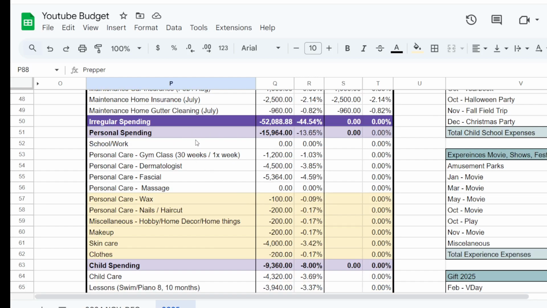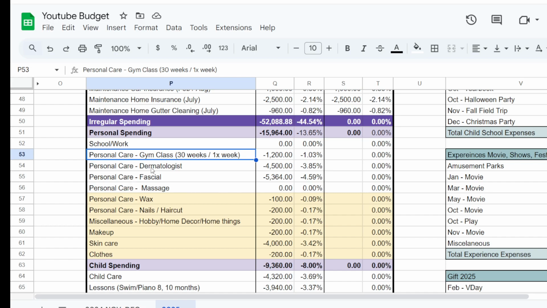So here in my personal spending, I broke it up into my school and work, because I sometimes study for extra certifications, but I don't plan on doing any next year at the moment. And for work, if I had to buy maybe just office decorations, I'll put that here.